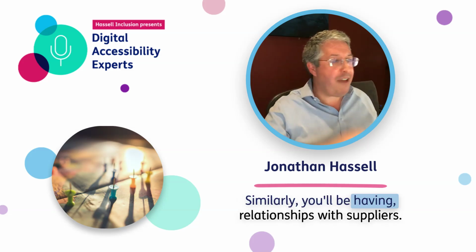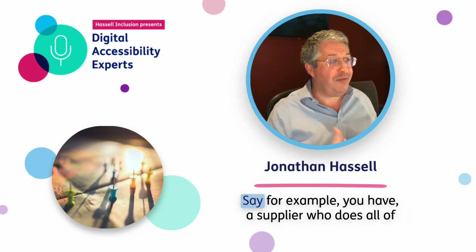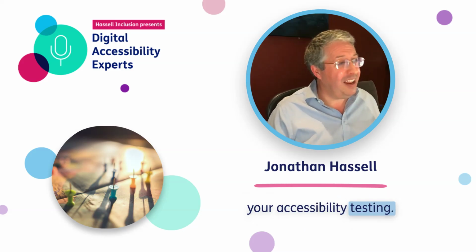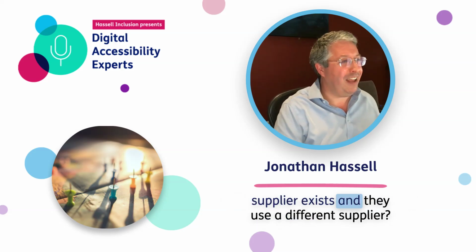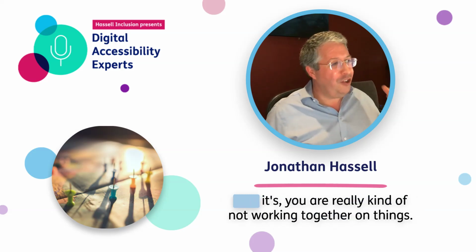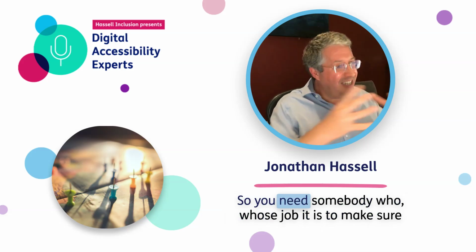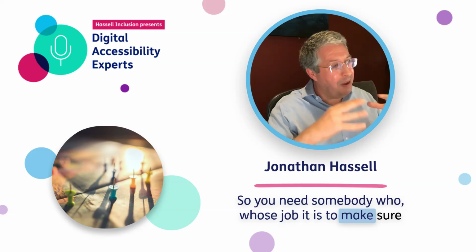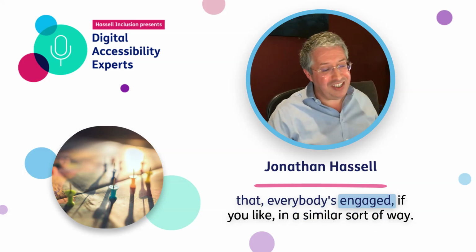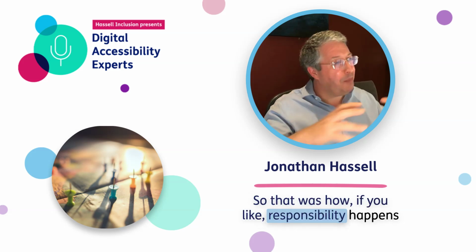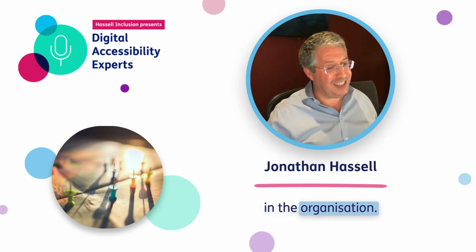Similarly, you will be having relationships with suppliers. Say, for example, you have a supplier who does all of your accessibility testing. Well, if parts of the organization don't know that that supplier exists and they use a different supplier, you're really not working together on things. So you need somebody whose job it is to make sure that everybody's engaged in a similar sort of way. So that was how responsibility happens in the organization.